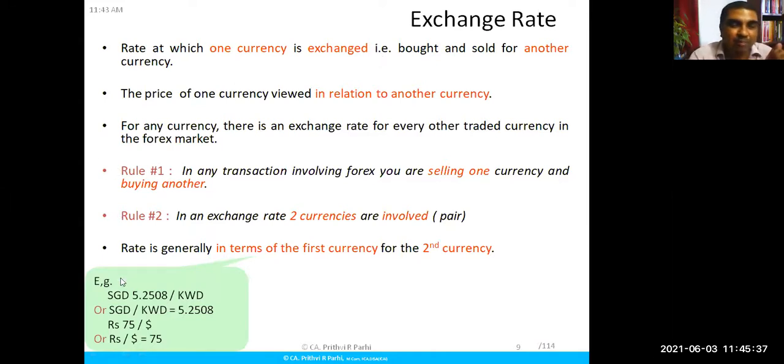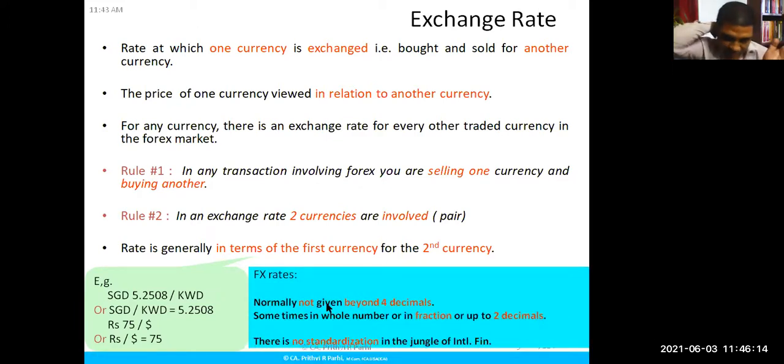For example, suppose I'm saying Singapore dollar 5.2508 per Kuwait dinar. That means for one Kuwait dinar, how much Singapore dollar we have to pay? 5.2508. Suppose I am saying rupees 75 per dollar. That means I am buying or selling this dollar for rupees 75. I can write rupees 75 per dollar, or I can write rupees by dollar is equal to 75. This is how normally quotes are expressed. We have discussed this thing.